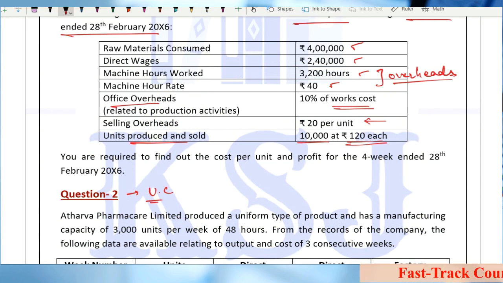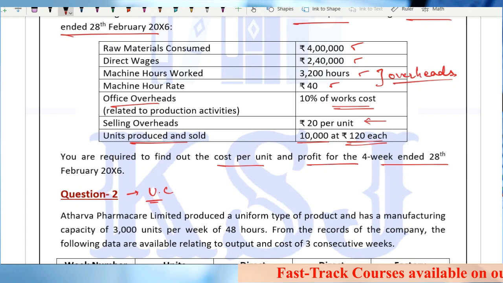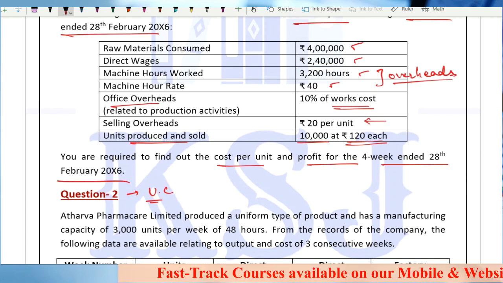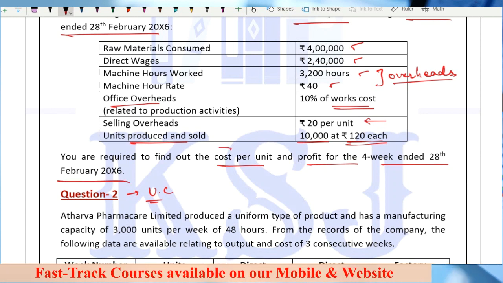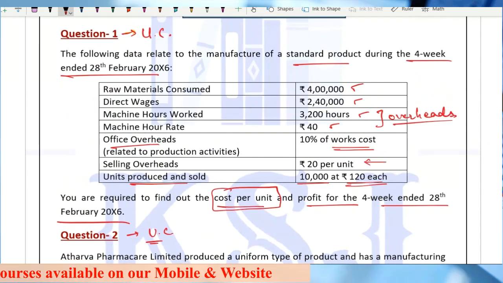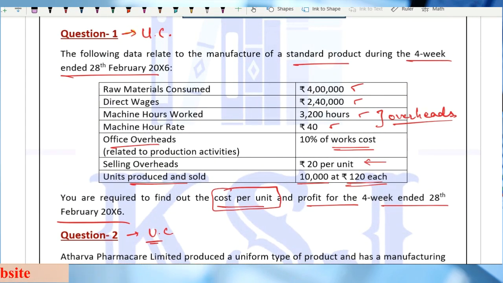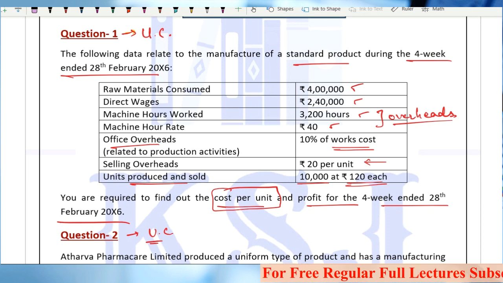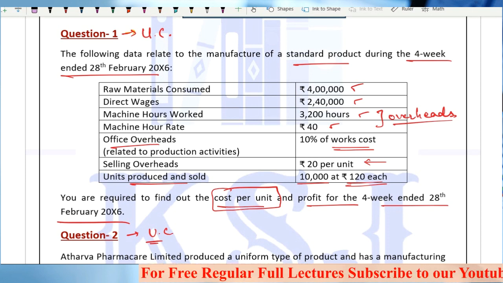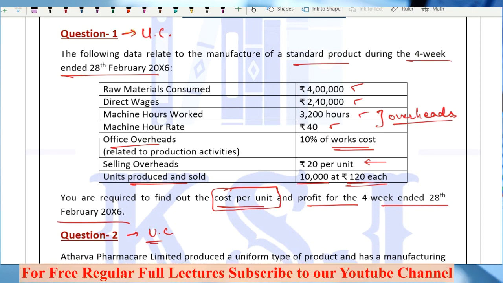You are required to find out the cost per unit and the profit for the 4-week period ended 28th of February. So he is asking you to calculate the cost per unit, and from this information, what you have to find out is you have to prepare the cost sheet. Simple, sir. Raw material is given, wages given, overheads given, office overheads given, selling overheads given. So you can prepare a simple cost sheet, isn't it? Let's do it.